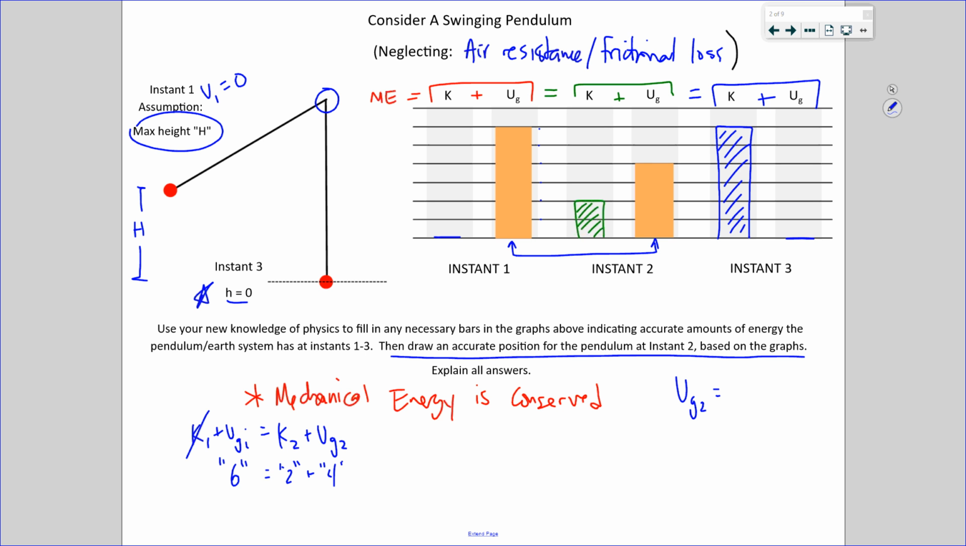We know that UG2 is 4/6 of UG1, right? We get that? UG1 was 6 and UG2 is 4. So UG2 is 2/3 of UG1. Well, that must mean, because UG is mgh, well, the mass is the mass, and Earth's gravitational field is what it is. That must mean that height 2 is 2/3 of height 1.